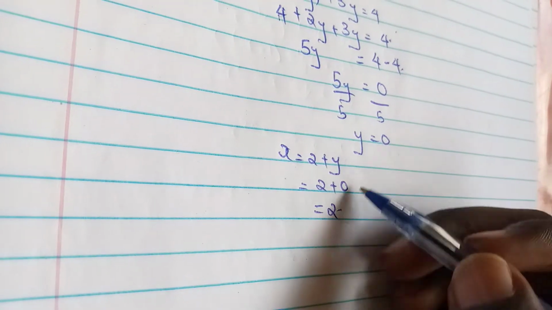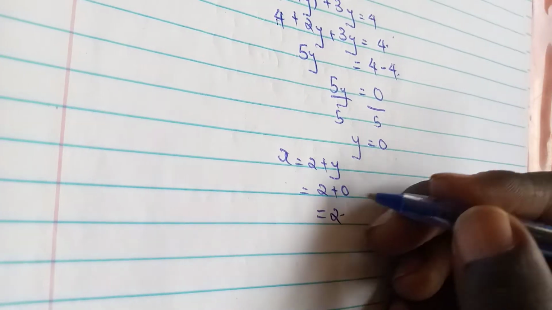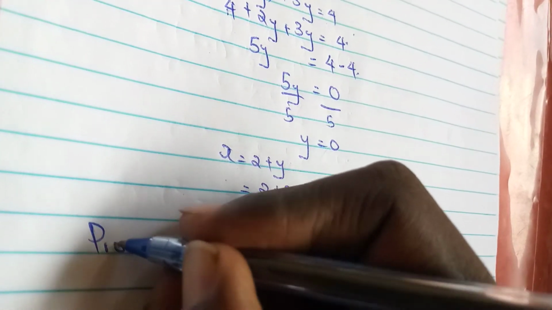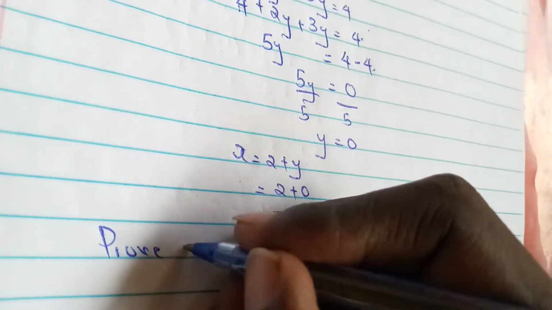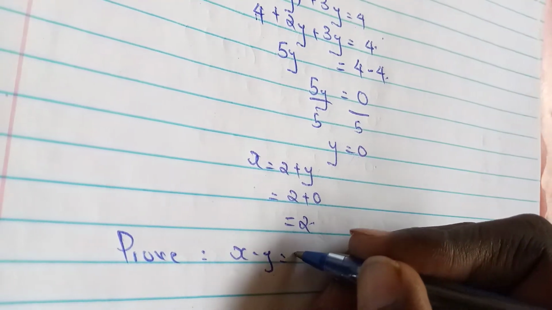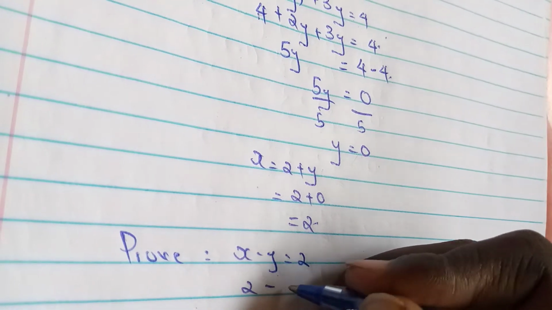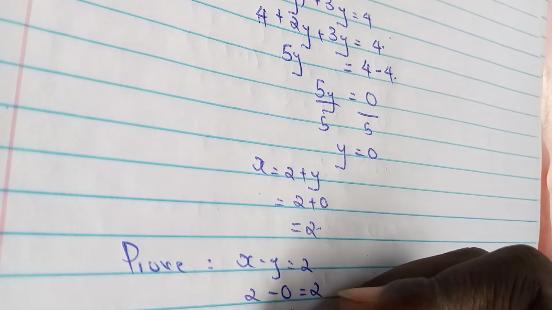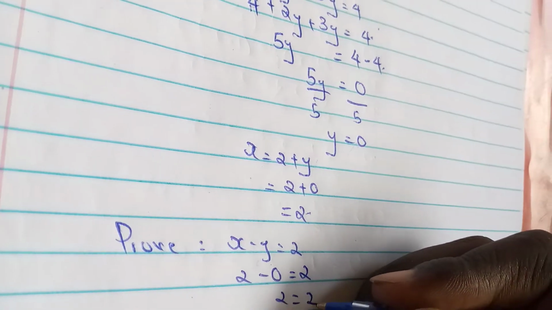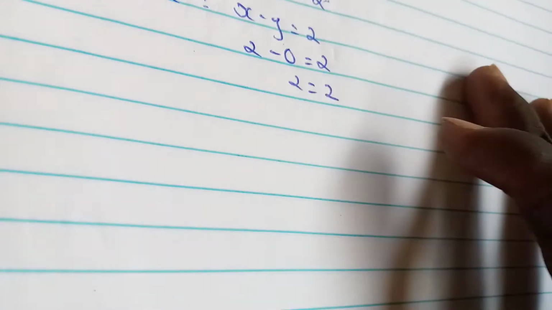So to prove whether your answers are correct, you just pick an equation. You can put it as side work to prove your answers. You may prove from x minus y equals to 2. So what is our x? Our x is 2 minus 0, which is equals to 2. You can see 2 is equals to 2. That means our answers are correct.